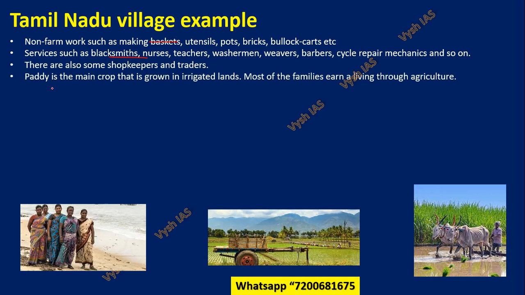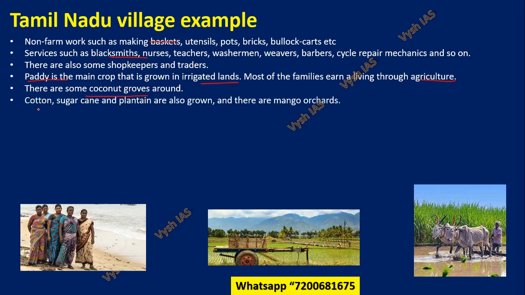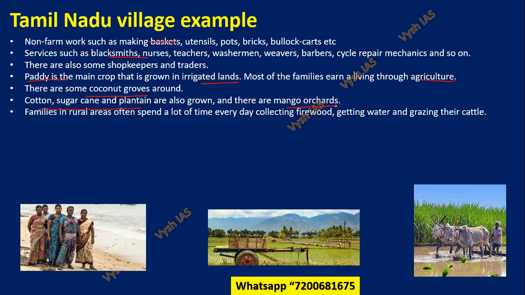So paddy or rice is the main crop that is grown in the irrigated lands. Most of the families earn a living through agriculture. There are some coconut groves also. In Kerala, Tamil Nadu, and all, you will see a lot of coconut trees. Cotton, sugarcane, and plantations are also there. And there are mango orchards also. It is now April, and it's the season of mangoes.